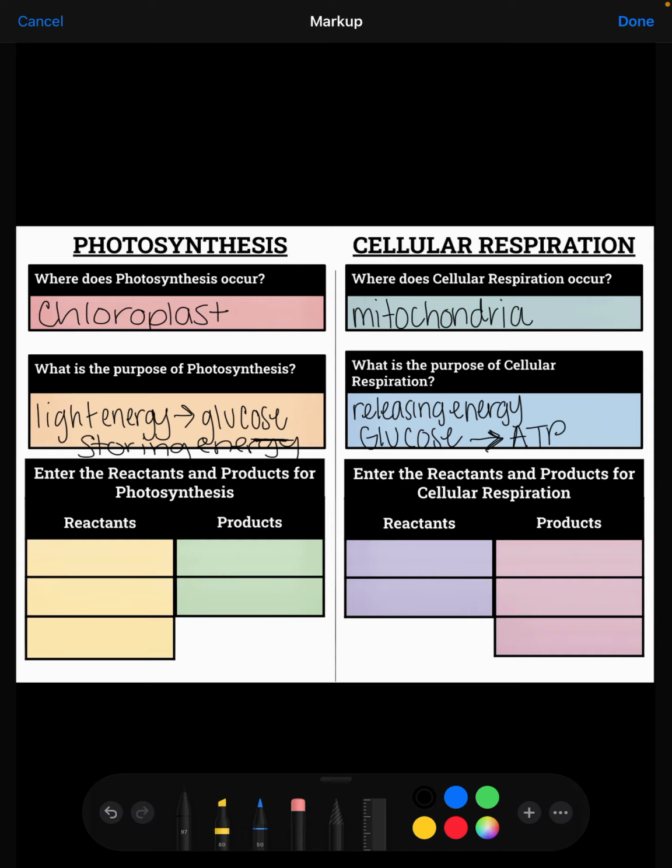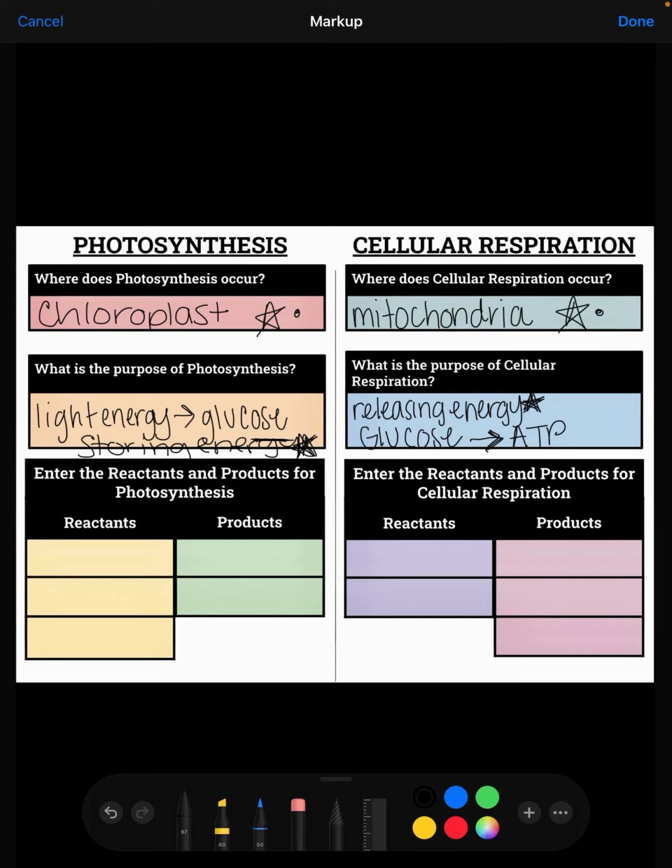As for the big differences that we just went over, photosynthesis happens in the chloroplast. Cellular respiration happens in the mitochondria. Both plants and animals do cellular respiration. However, only plants do photosynthesis. What is the purpose of photosynthesis? You are storing energy for later use. In cellular respiration, we are releasing energy.